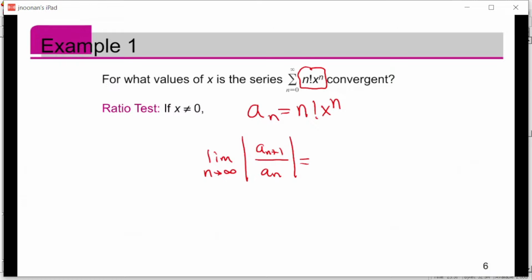I'll give you a minute, then you can pick a volunteer here. All right, Julia, what do you get when you do a sub n plus 1 over a sub n? Okay, so Julia's gotten us started here. N plus 1 factorial. Haven, can you finish it up for us?